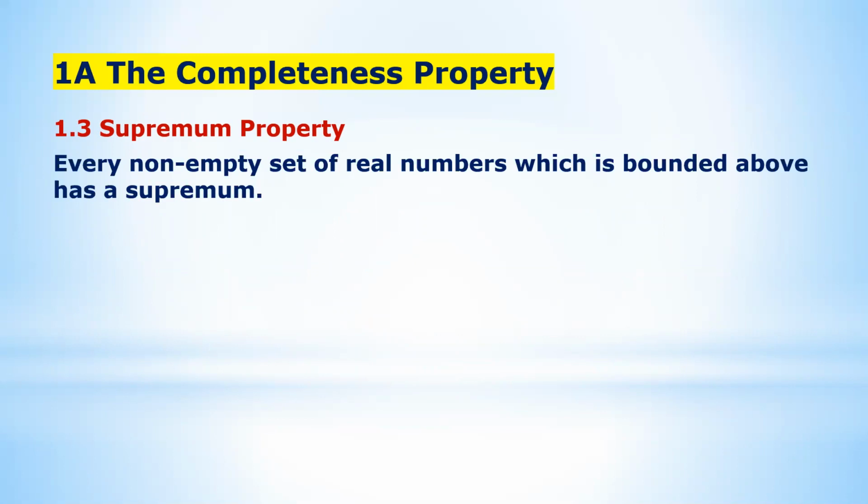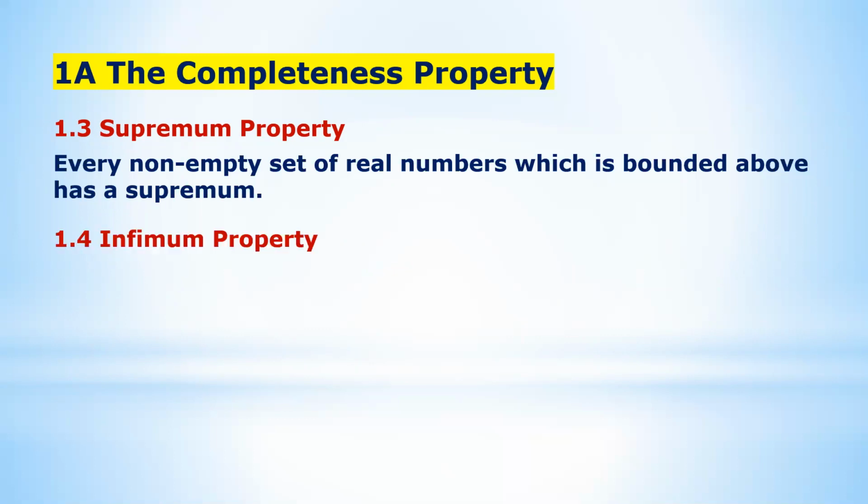The supremum property simply says that, here we're dealing with a non-empty set, we're not talking about the empty set, every non-empty set which is bounded above has a supremum. So you can see that the completeness property here is just assuming that the smallest upper bound always exists if the set is bounded above. This is the basis for the analysis and the basis for the real number theory.